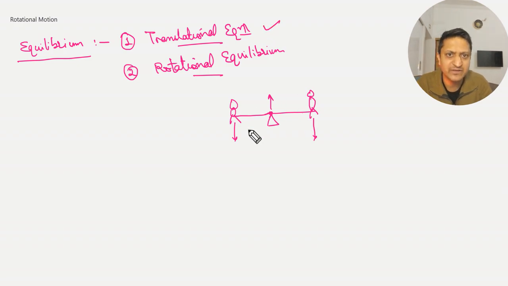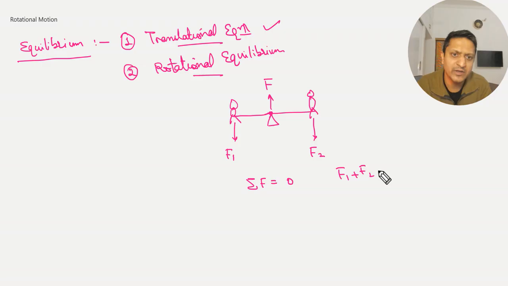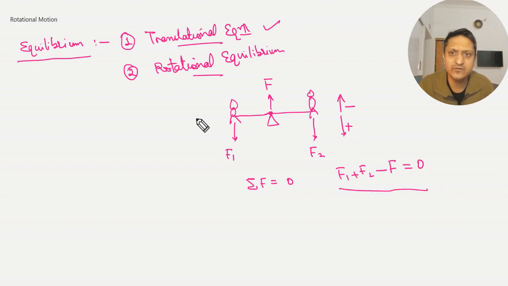If the center of the mass is not changing, then we say that it is in translational equilibrium. In that case, F will be equal to F1 plus F2, so the summation of F will be equal to 0. So F1 plus F2 minus F will be 0, because downward is positive and upward is negative. This sign convention is up to us. We can take it as positive negative or negative positive. So this will be the equation for translational equilibrium.